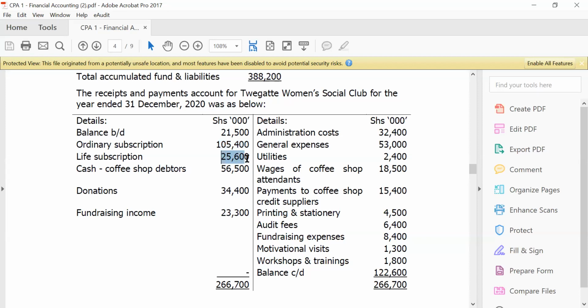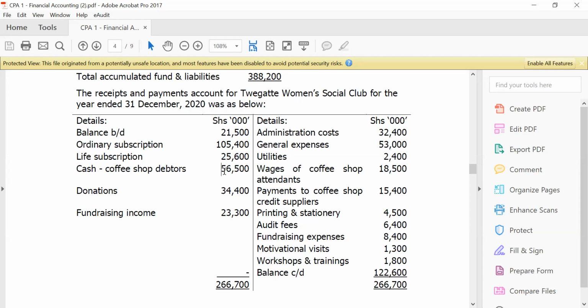The same thing with 25,600. This is what has been received in this year. But this does not mean that all this amount has to be recognized as income, because this is just cash that has been received. So you're supposed to determine what relates to this financial year in terms of income recognition, okay?